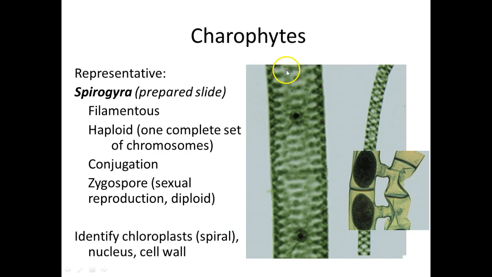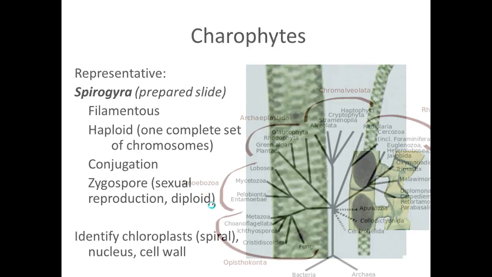So you need to be able to identify the chloroplasts, right? They're in spirals, these green lines you see here. You need to be able to differentiate one cell from another. You can see its cell wall. And then also, of course, the nucleus, which is clearly seen in these slides. And then if you see ones like this, that's the conjugation and the zygospore that forms.